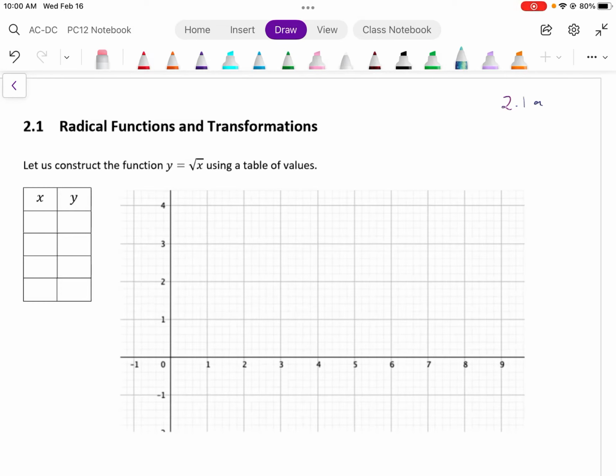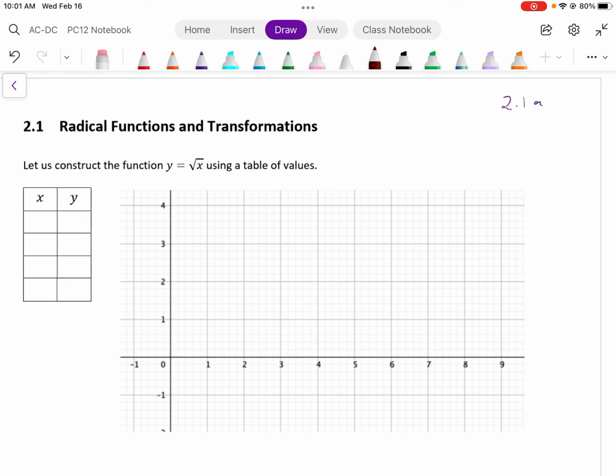Today we're going to be talking about radical functions and transformations. Let us construct the graph y is equal to the square root of x using a table of values. So press pause and see where you end up. After you've graphed it, come join me.